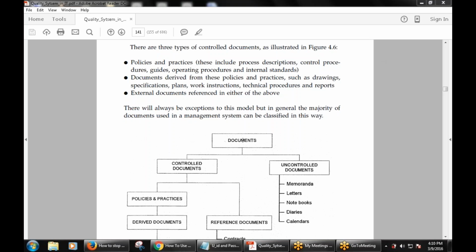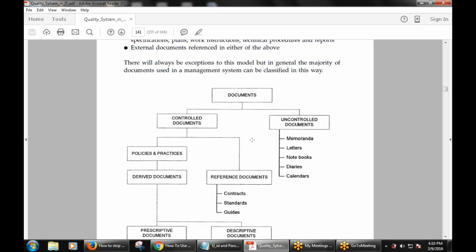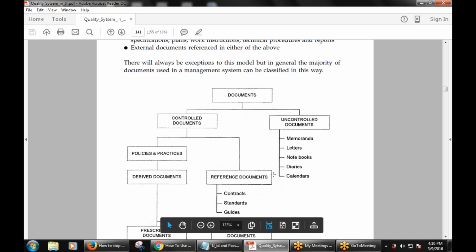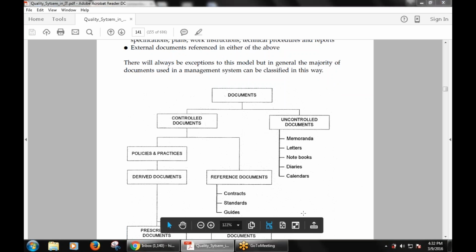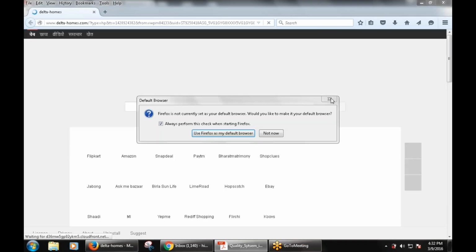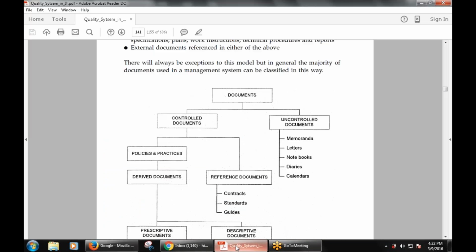In the last class we started with this diagram, that is what is the document, and there are multiple categories of document that are used, that is the controlled and the uncontrolled document. The controlled document contains the policies and the uncontrolled contains the memorandum. So these are the various categories of the document that we have discussed, that is a part of the controlled document as well as the uncontrolled document.